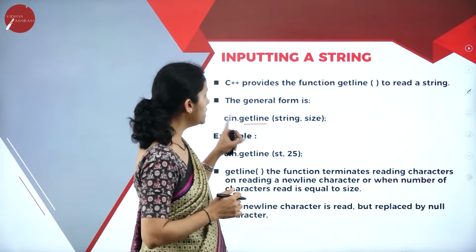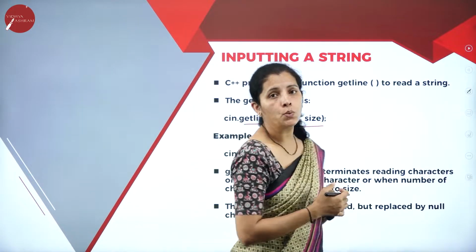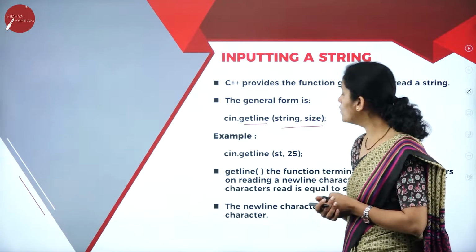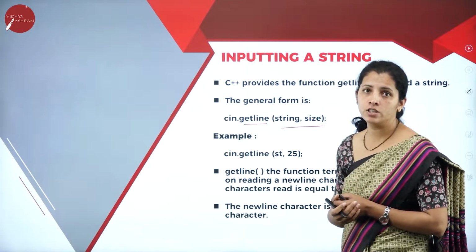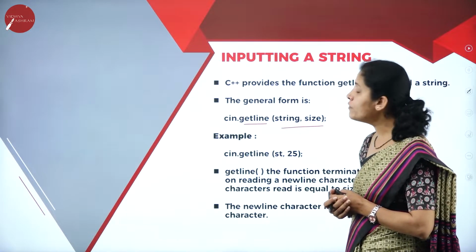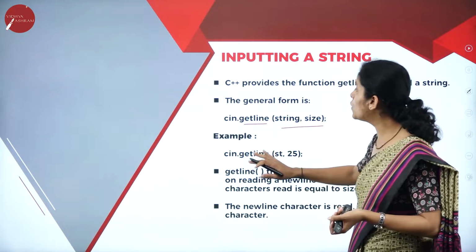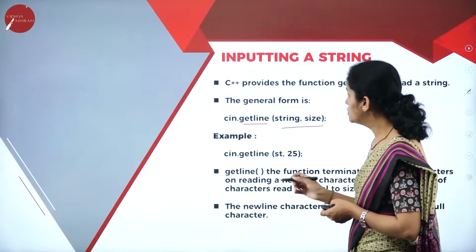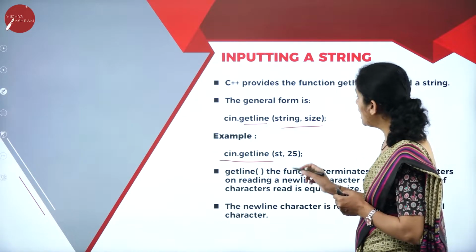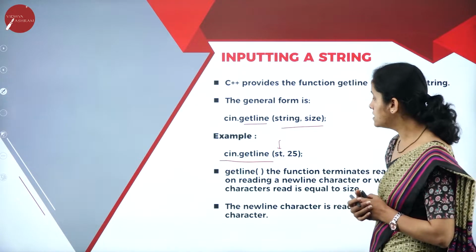So what is my method name? It is getLine, and it takes 2 parameters. One is the string and another one is the size. And how am I going to call this getLine function? With the help of cin. With the help of the cin object and the dot operator, I'm going to call the getLine function. So this is the example: cin.getLine, and this is my string name. Along with that, I'm going to specify the size.